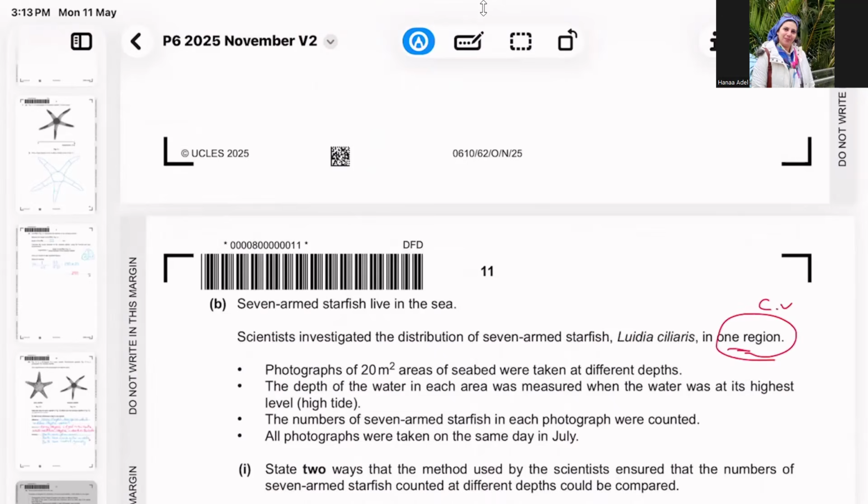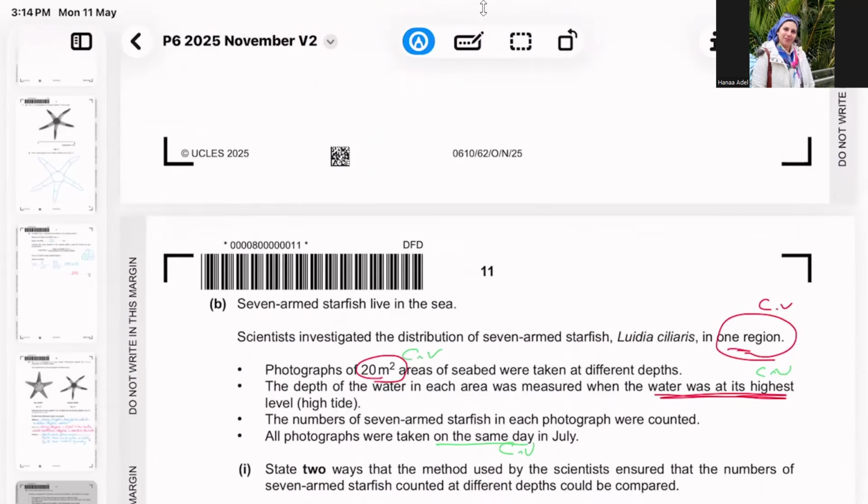Photographs of a 20 meter square area of seabed were taken at different depths. So this is the same size of area, 20 meters square. The depth of the water in each area was measured when the water was at its highest. The number of 7-armed starfish in each photograph was counted. All photographs were taken on the same day in July. Also, this is a controlled variable. So we have controlled variable, controlled variable, controlled variable.